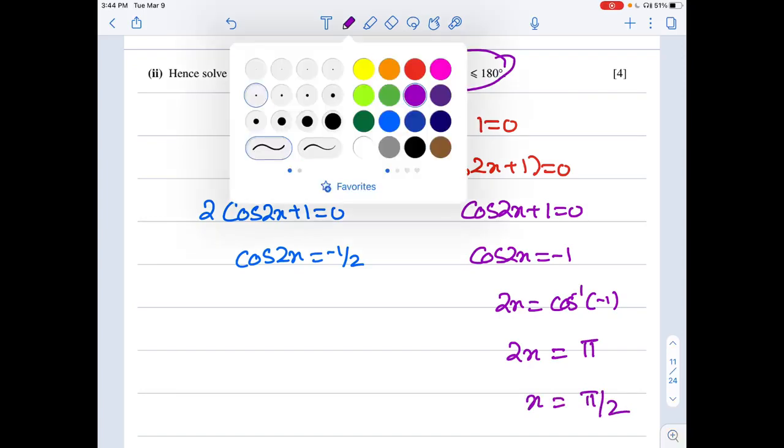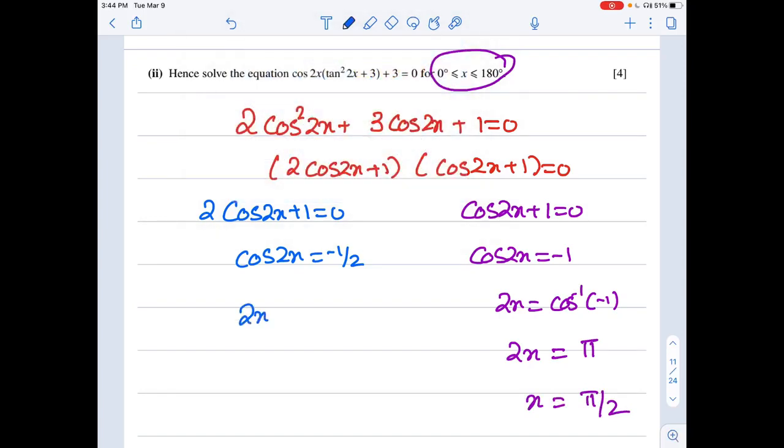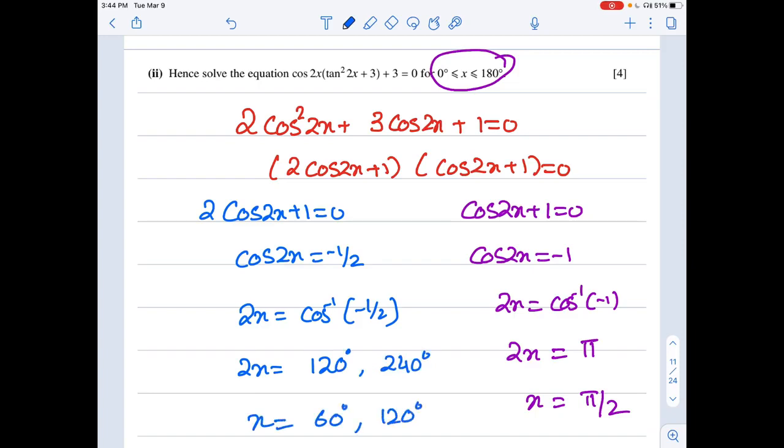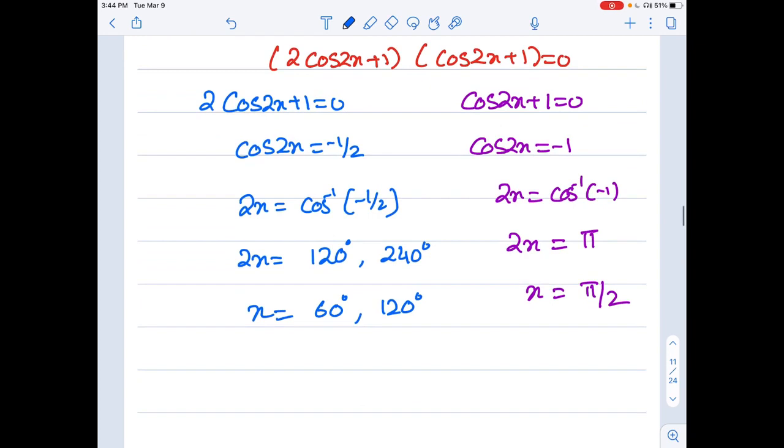Over here, for this value, 2x is equal to cos inverse minus 1 upon 2. So 2x is equal to either 120 degrees or 240 degrees. So from there, x is equal to either 60 degrees or 120 degrees. So the final answer will be 60 degrees, pi by 2 meaning 90 degrees, and 120 degrees. So this is going to be the answer.